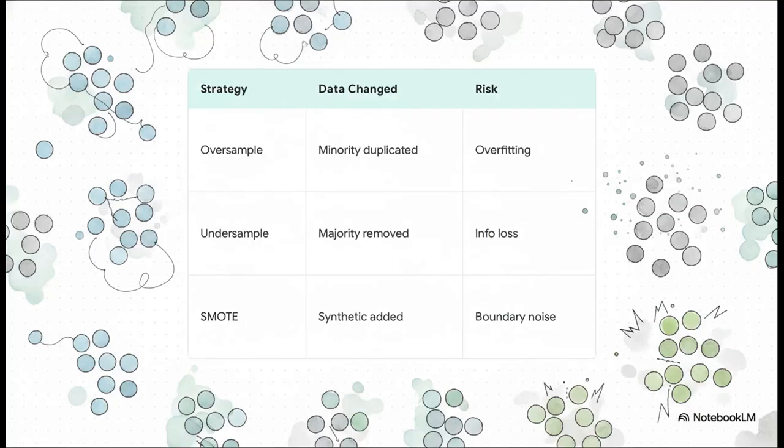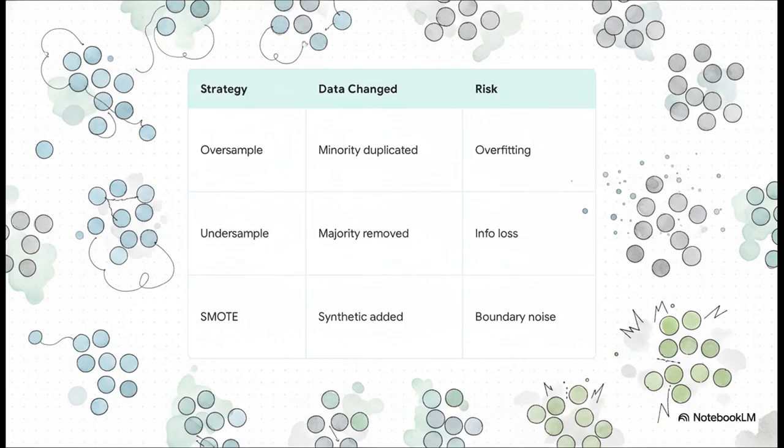Let's quickly look at the trade-offs for these sampling strategies. Random oversampling, it simply duplicates the minority. It's super simple, but you definitely risk overfitting. Undersampling, it removes majority samples to match the minority count. Sure, it's fast, but you suffer from information loss because you're basically throwing away perfectly useful data.